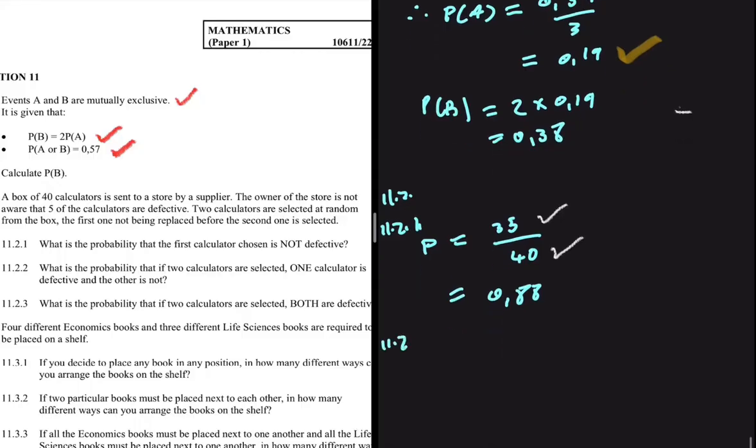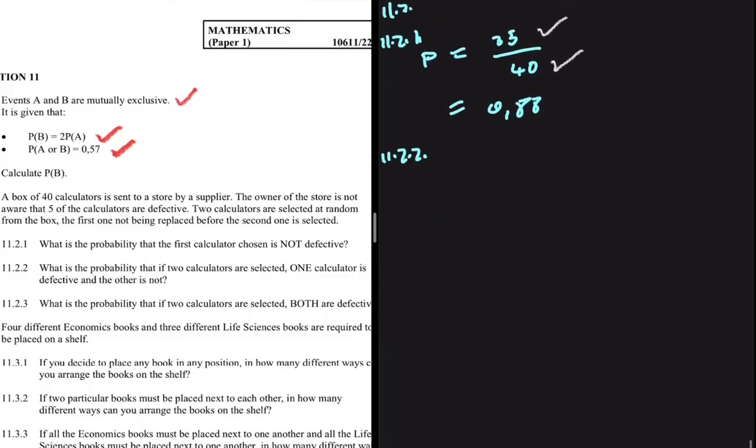Let's look at 11.2.2. What is the probability that if 2 calculators are selected, one calculator is defective and the other is not? So I want us to really think about this. We're looking for the probability that if you take 2 calculators, one after the other, one of the calculators will be defective and the other is not going to be defective. So this can happen in 2 ways. It's either the first calculator is defective and the second calculator is not defective, or the first calculator is not defective and the second calculator is defective.